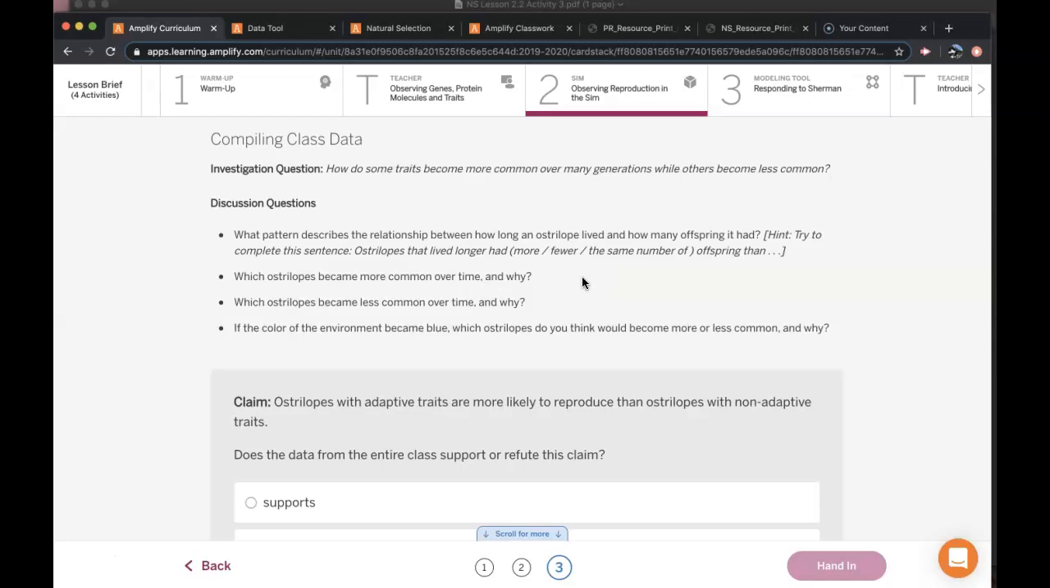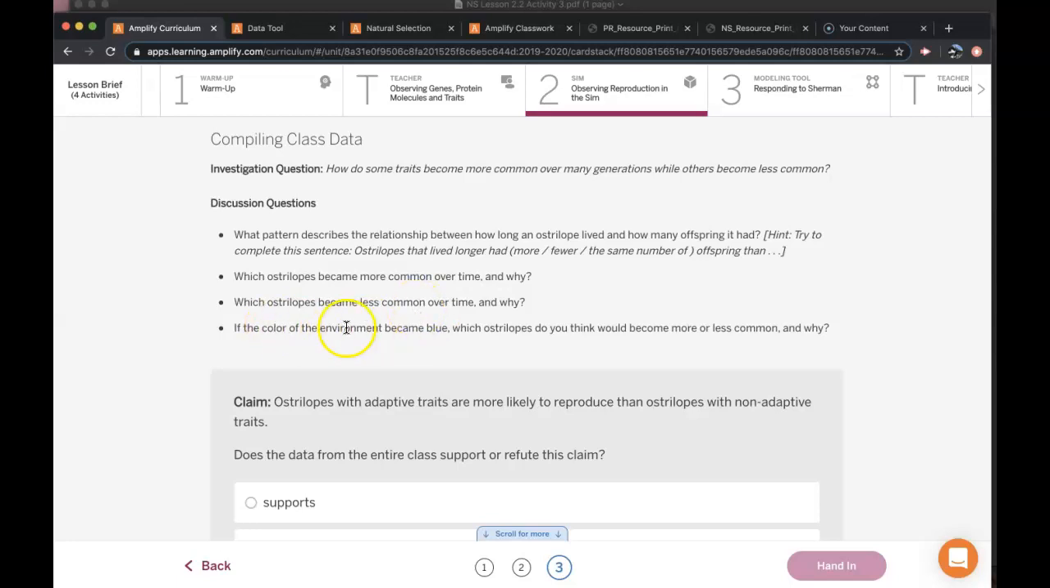Australopes with yellow color 7 became more common because they survived longer, so they had more opportunities to reproduce and have offspring. And conversely, the Australopes that became less common were the Australopes with colors that didn't blend into their environment, like the blue color 1, 4, and yellow color 10. They became less common because they were more likely to be eaten by predators before they could have many offspring.